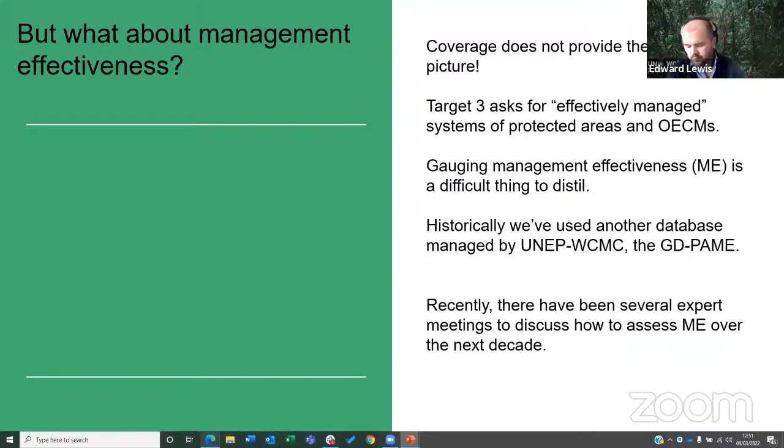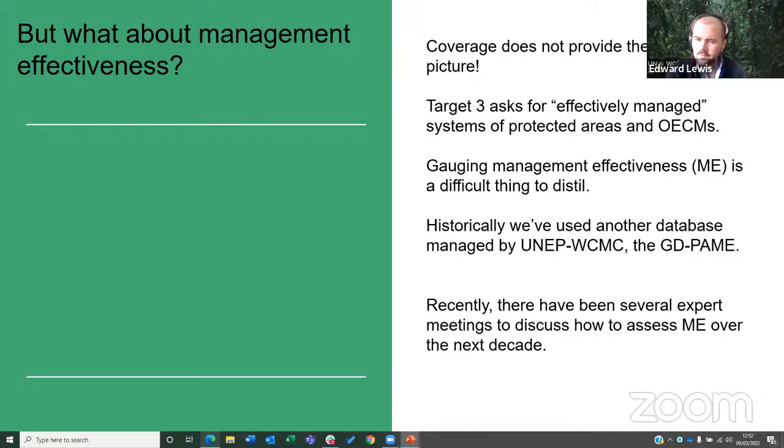But then what about management effectiveness, you might be wondering, and that would be a good question. I think in the community, we've known for a long time that coverage is not the whole answer. And that's definitely been a narrative that's been around for many years and throughout the last decade, and quite rightly so. Target 3 certainly asks for effectively managed systems of protected areas and OECMs. But gauging management effectiveness is a notoriously tricky thing to try and distill, especially in a database or in a single metric.